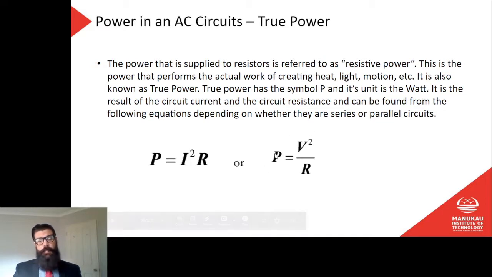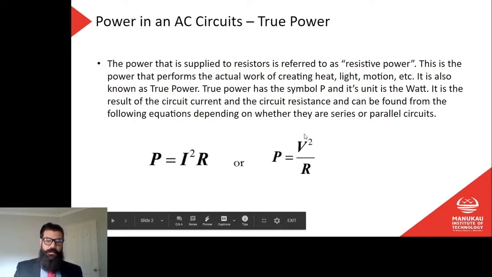Similarly over here, power equals V squared over R. We would use this usually more often in a parallel circuit, because again, in a parallel circuit, the supply voltage is the voltage that is present on every component in that parallel circuit. So if I know that voltage, then I only need to know the resistance, and I go V squared over R. Why is it V squared over R?